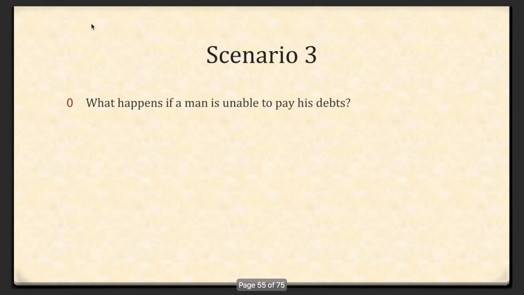Scenario 3. What happens if a man is unable to pay his debts? Pause the video, take a second to think.